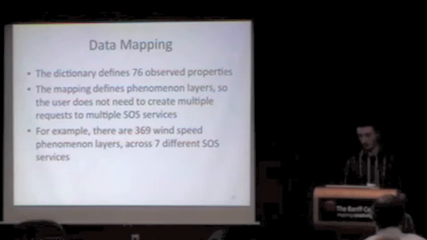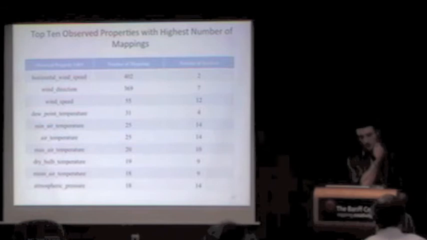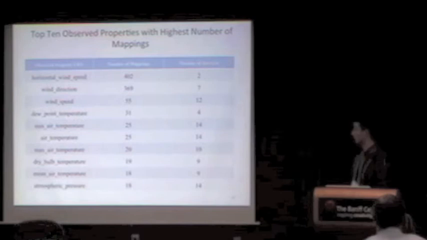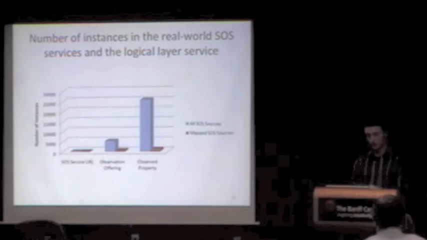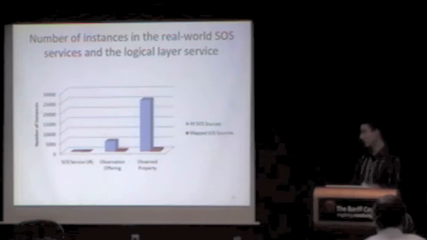So these are the top 10 observed properties with the highest numbers of mapping. As we see, we have things like horizontal wind speed and wind direction, and quite a few mappings across a number of different services. We also have here the number of instances in the real-world SOS services and the logical layer service. And what this just means is what's out there now, today.